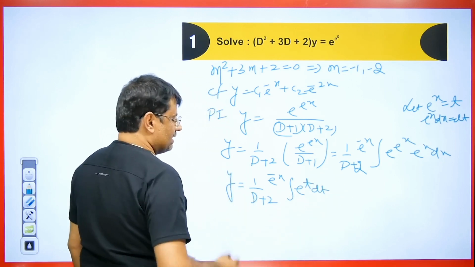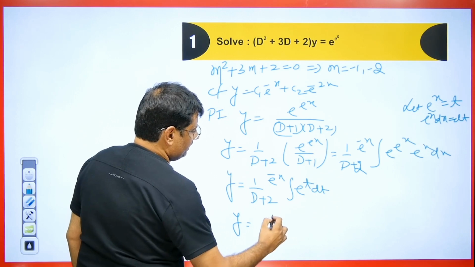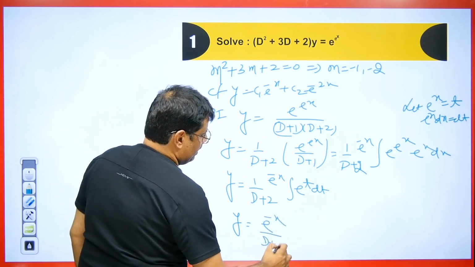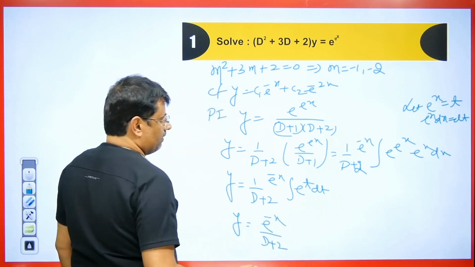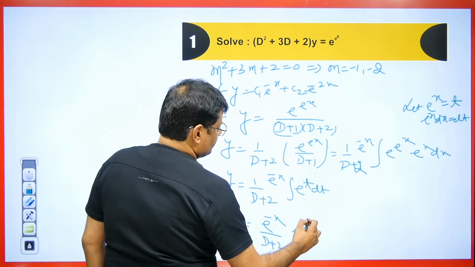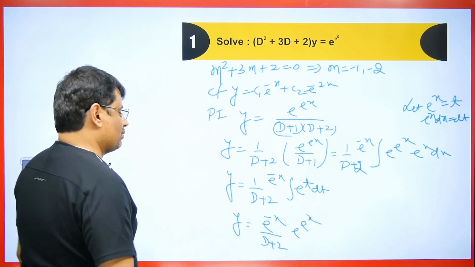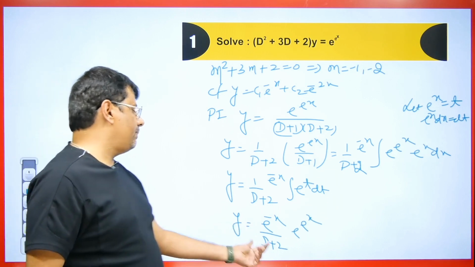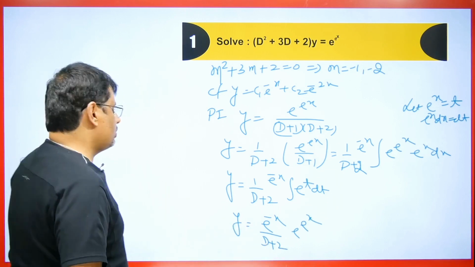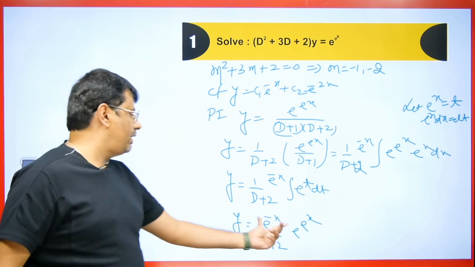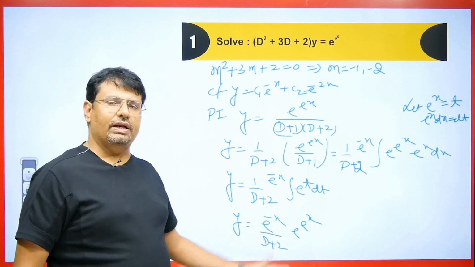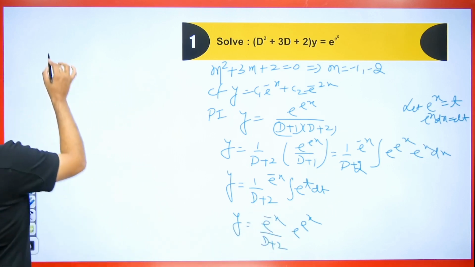We know that its integration with respect to t is e to the power t. In place of e power t, we put back the value, so we get e power x. At this point, we will proceed to use 1 upon d plus 2 again, and we will incorporate it for the whole thing here. So in the next step, we will use it for 1 upon d plus 2.